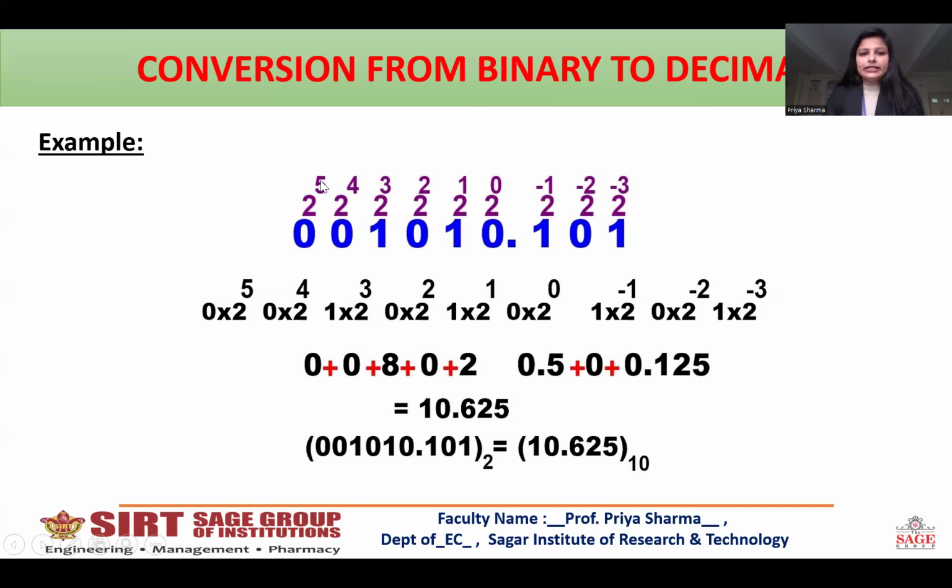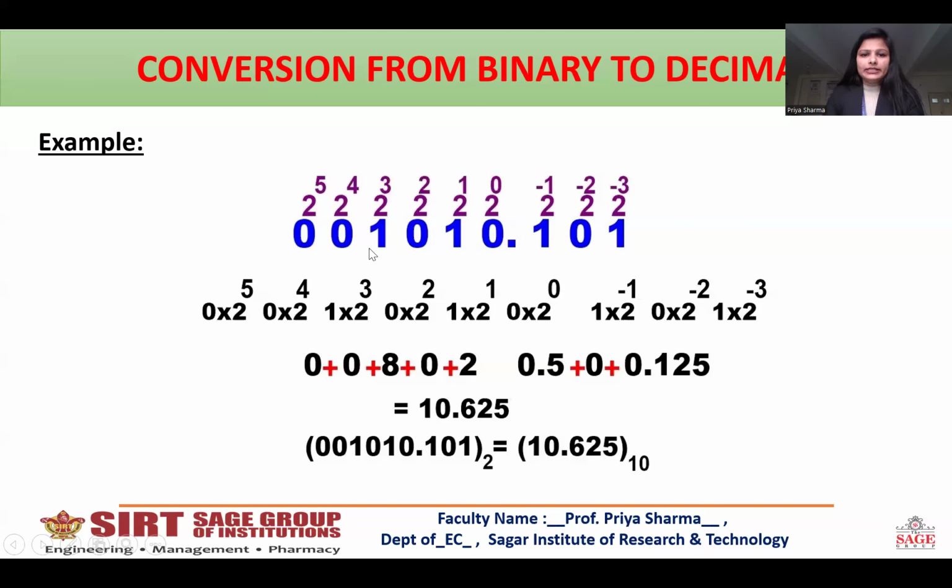Then we'll multiply these. 0 into 2 to the power 5 plus 0 into 2 to the power 4 plus 1 into 2 to the power 3 plus 0 into 2 to the power 2 and so on. And here also 1 into 2 to the power -1 plus 0 into 2 to the power -2 plus 1 into 2 to the power -3. As these are multiplied by 0, so it will become 0.